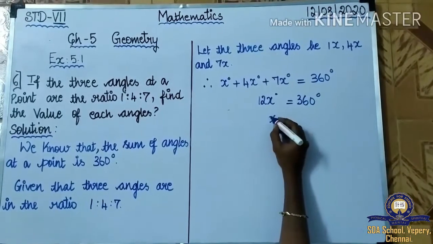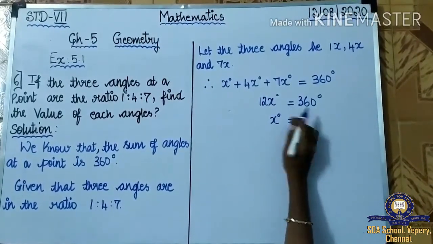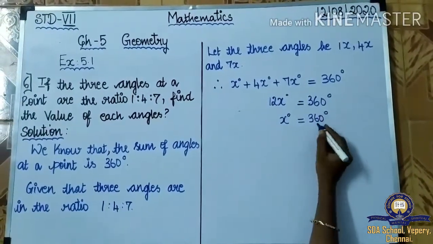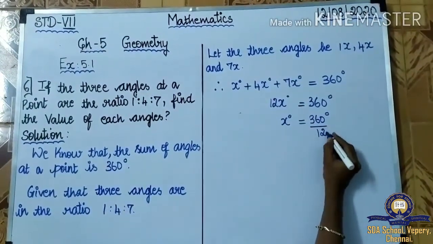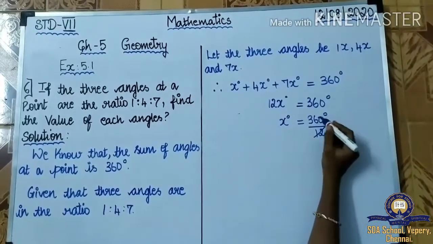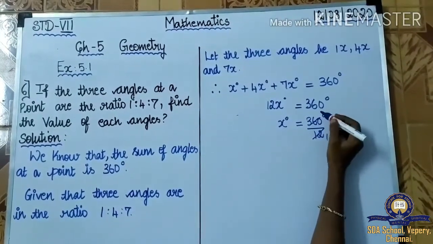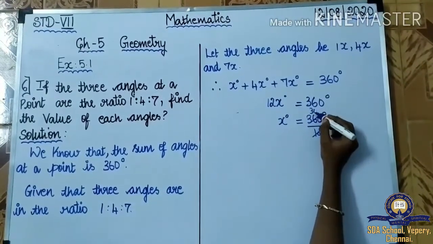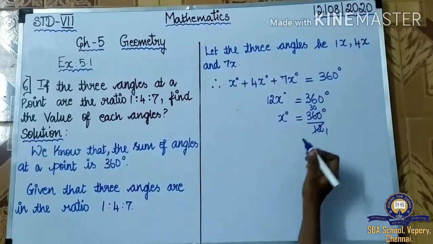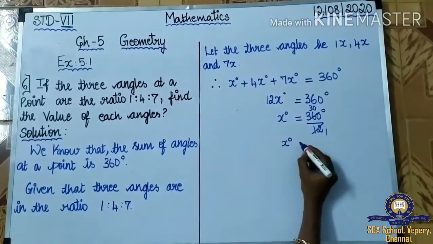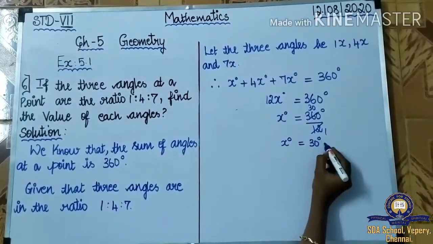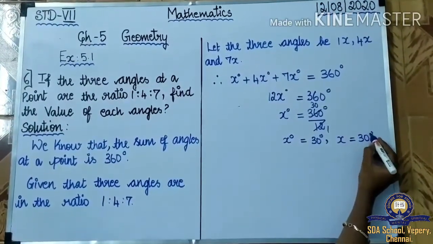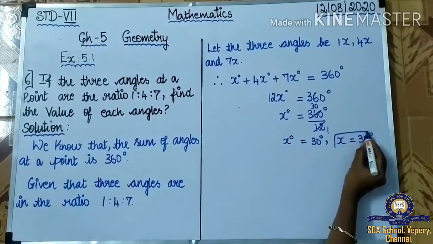Now we want to find x only, no? So x degree equal to 360 degree divided by 12, since the 12 moves to the right side and becomes division. Shall we cancel it now? 12 ones are 12, 12 threes are 36. So 3, the 0 is as it is. So x degree equal to 30 degree. Therefore, x equal to 30 degree. Okay, students?